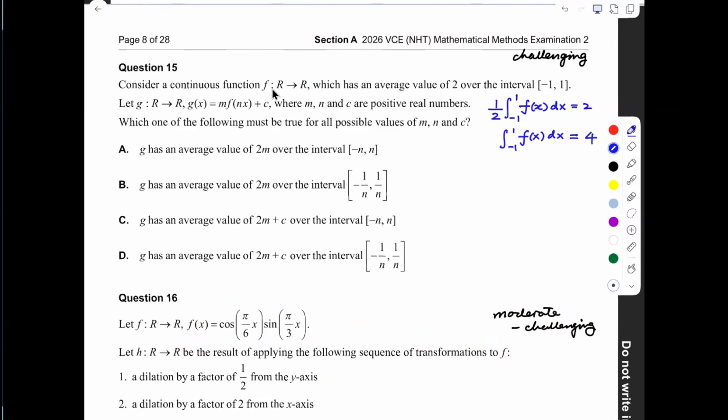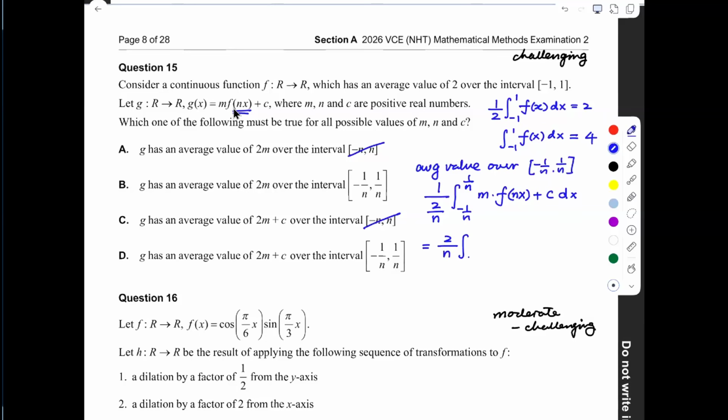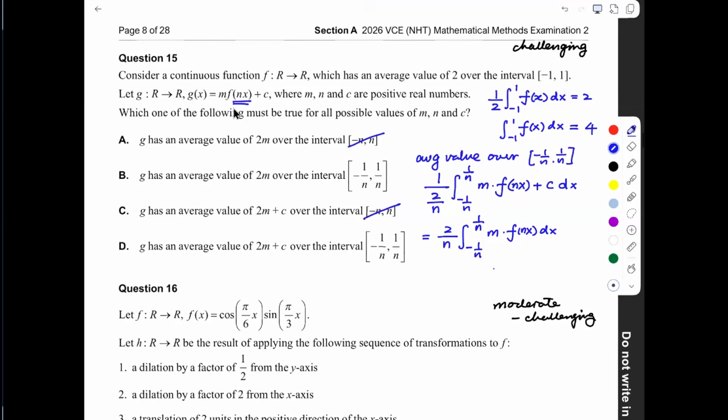And let's say the average value over minus 1 over n to 1 over n for this function is 2 over n, underneath 1 over 2 over n, from minus 1 over n to 1 over n, m times f of nx plus c dx. So you will get 2 over n integral from minus 1 over n to 1 over n, m times f of nx dx plus 2 over n integral from minus 1 over n to 1 over n c dx. Okay?